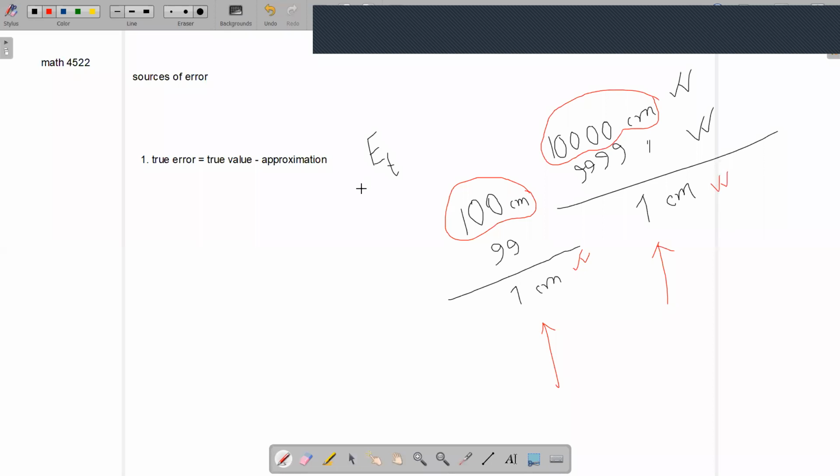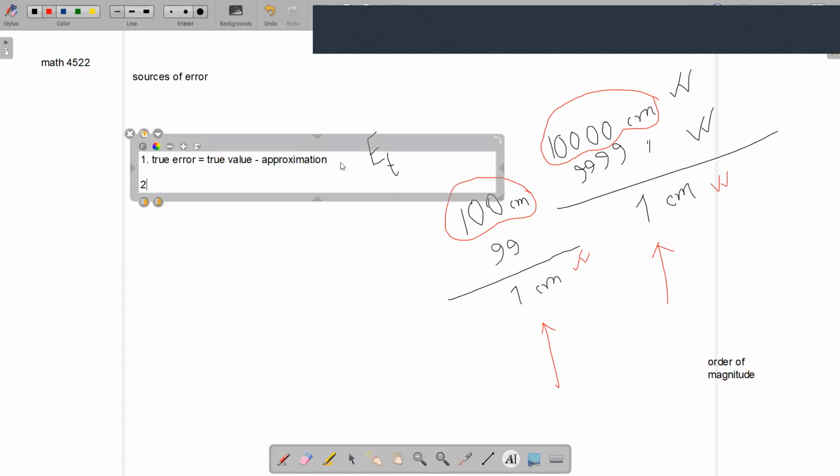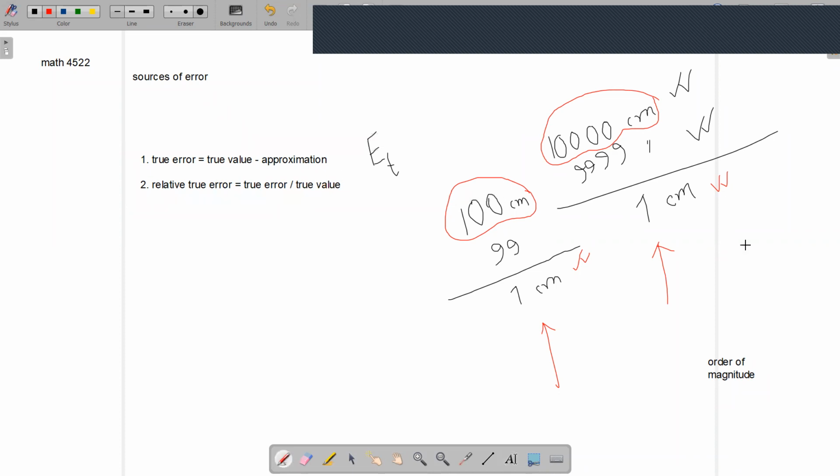So this is not the proper representation of the scenario. It is not taking into consideration the order of magnitude. So what can I do about that? We can add a new parameter that is known as relative true error. It is equal to your true error that we just calculated divided by the true value. You divide this error that you calculated, the true error, with the true value.